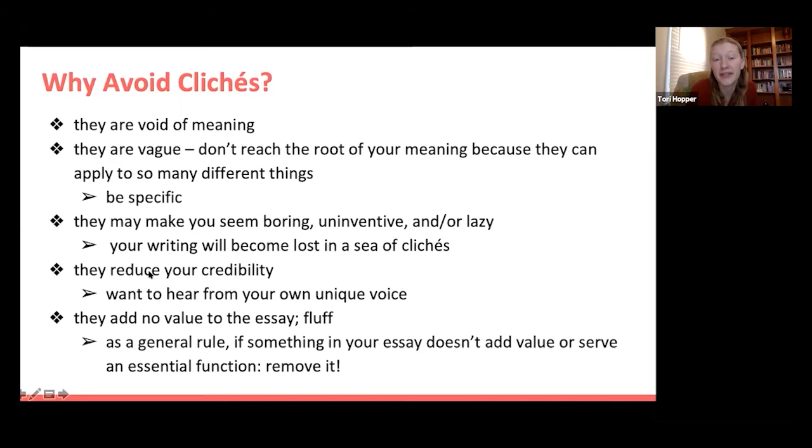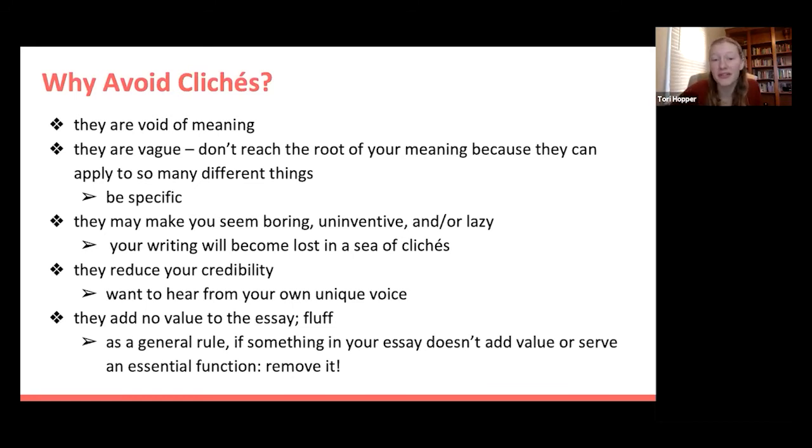Next, they could make you seem boring, uninventive, and or lazy. Potentially lazy just because it is an expression that is so universally used that you didn't use your own brain power to come up with it. Uninventive for similar reasons. It's just the lifting of a phrase that you've heard used many times, and boring because they'll probably be reading these phrases in admissions offices all the time. So your writing could potentially become lost in a sea of clichés.